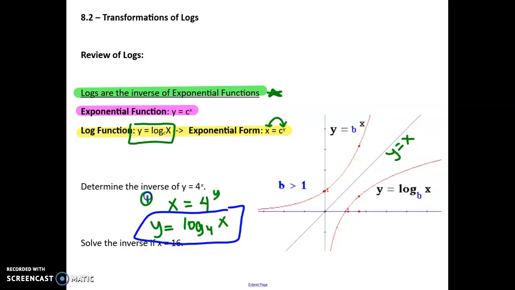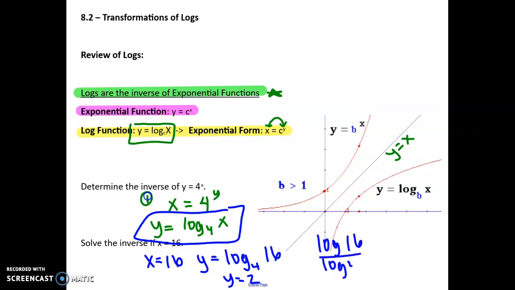Now here it says, solve the inverse if x equals 16. So if x equals 16, we'd get y equals log 16 with a base of 4. So in your head, you should be thinking, okay, 4 to what power gives me 16? 2, right? So this would be that y equals 2. Remember, we also have a fancy little change of base formula that we did before that said you could take log of 16 and divide it by log of 4, and that would give you your answer as well. And that's where it uses base 10 automatically in your calculator to come up with your answer.